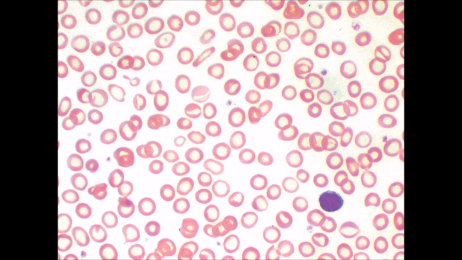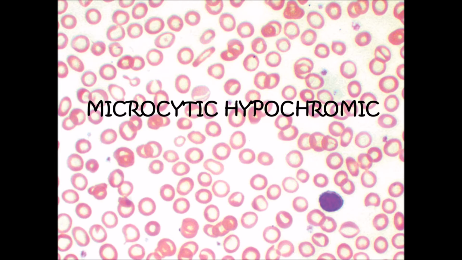So these erythrocytes are microcytic. They are also hypochromic, so they are predominantly white. They are dominated by a big central pallor in the center. There's just a tiny ring of pink around, and they are very small if we compare them in size to the lymphocyte at the bottom right corner.